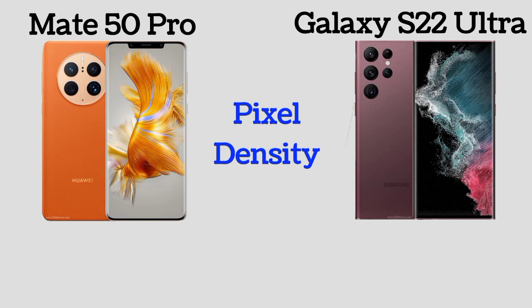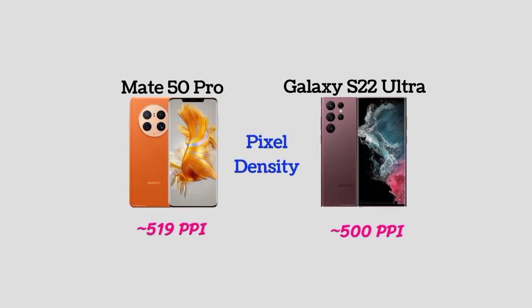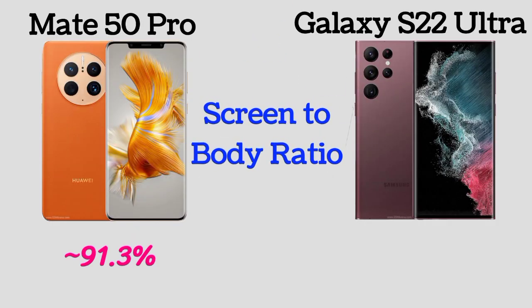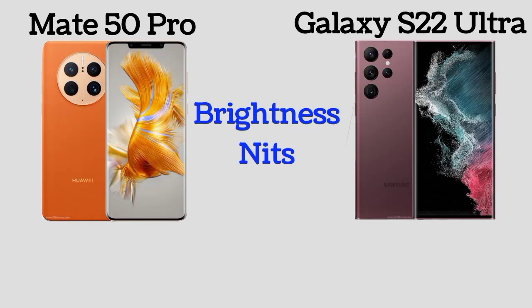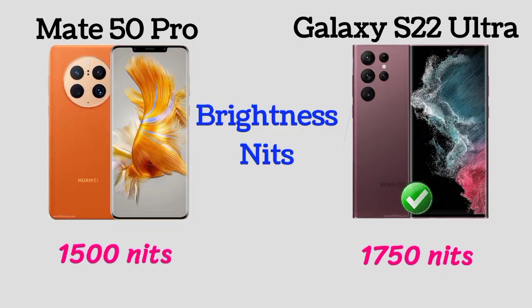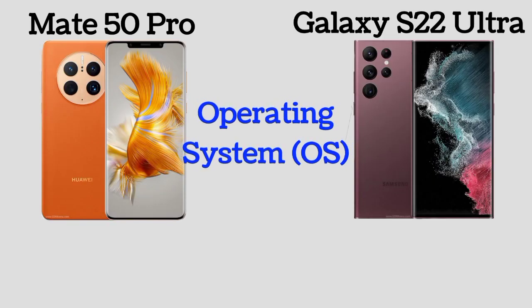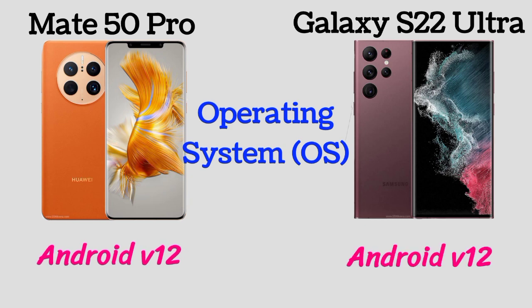Pixel density of Mate 50 Pro and Galaxy S22 Ultra is 519 pixels per inch and 500 pixels per inch. Here is the screen to body ratio of Mate 50 Pro and Galaxy S22 Ultra. The brightness nits of Mate 50 Pro and Galaxy S22 Ultra is 1500 nits and 1750 nits. The operating system of Mate 50 Pro and Galaxy S22 Ultra is Android version 12.